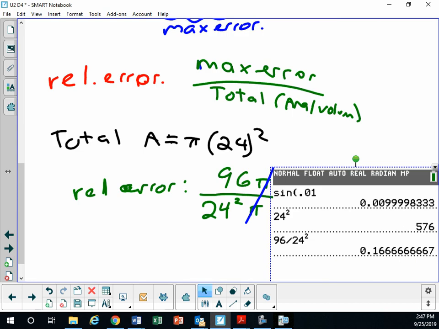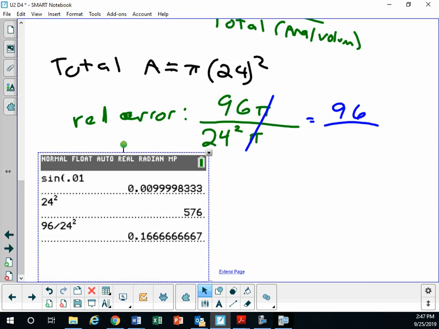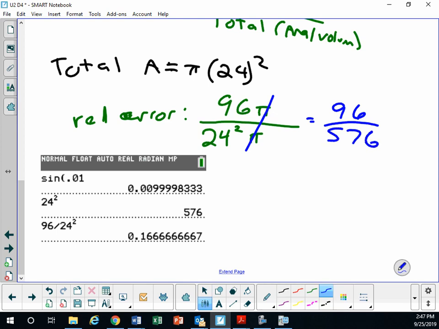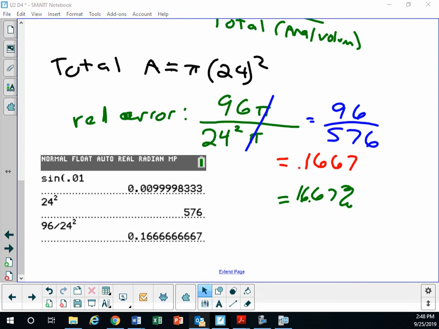So the relative error, while 96 pi looks really big, reality is 0.1667, or 16.667%. That is what you would be off by. Okay? So while 96 pi sounds really big, in the grand scheme of how big the area is, it's not that big. Okay? So now you're going to have more problems with these to work on.